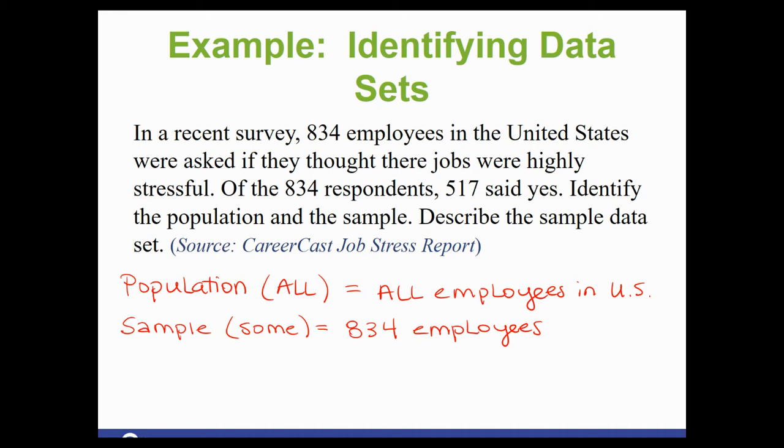Now, the last thing it's asking for is to describe the sample data set. That's where that 517 came in. So out of that 834, 517 of them said yes, and then we can figure out how many of them said no. If we know our total is 834, we could subtract 517 and we get 317. So that's the sample data set. That's kind of what we got from this. How many said yes? How many said no?